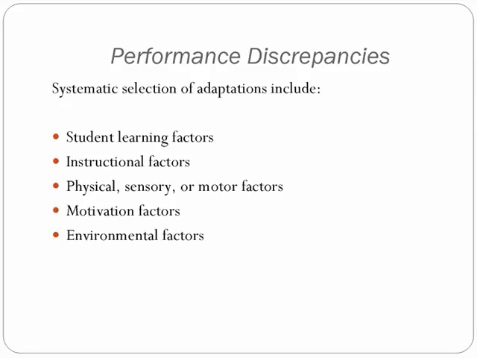Instructional factors: does the kid need more time to take the test? Do they need bigger print? Do they need the test read aloud? These are common adaptations for instruction. Now, what about physical, sensory, and motor? Does the child have endurance issues? What about sitting and standing? Does the task need to be tactile, visual, or auditory? And then what are the student's preferred movements?